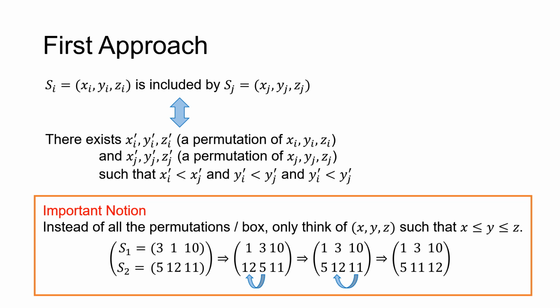Then, we notice that there's no need to consider all the permutations for each box. It suffices to consider tuples with variables arranged in ascending order. To prove this, it's sufficient to show that if there exists a pair that satisfies the condition for inclusion, then we can construct a pair that satisfies it and has variables in ascending order. I'll explain it with the example below.